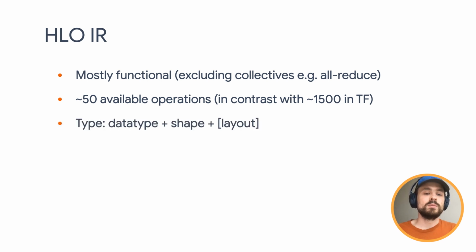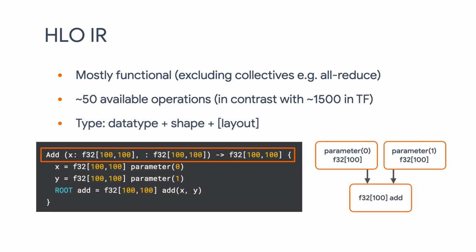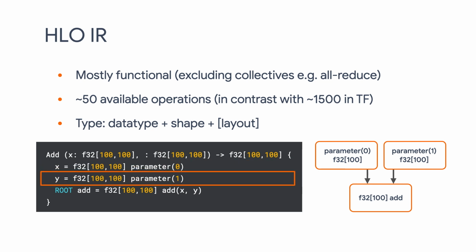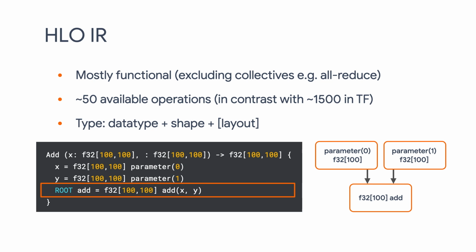The IR is strongly typed with the exact data type with shape and layout encoded into the operation type, and that strong typing allows it to be so optimizable. In this slide, we've given addition computation as an example of an HLO program. We get two inputs of size 100 by 100 with data type F32, and we compute their sum, which is the root of the computation. And the root of the computation is simply what the computation returns. And since, as we mentioned, the IR is mostly functional, it can be shown as a data flow graph, as seen on the right of the slide.